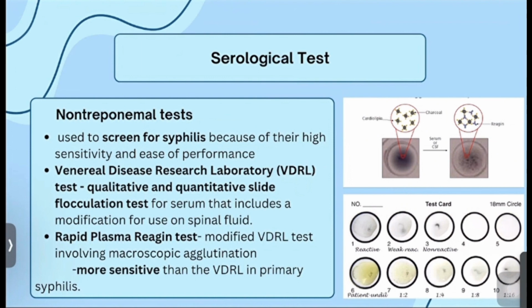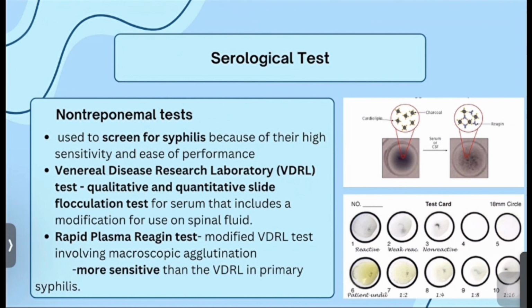The term reagin as it applies to syphilis should not be confused with the same word that was originally used to describe IgE. Fortunately, the term reagin in reference to IgE is rarely used today. There are two types of tests that are widely used in the non-treponemal test.